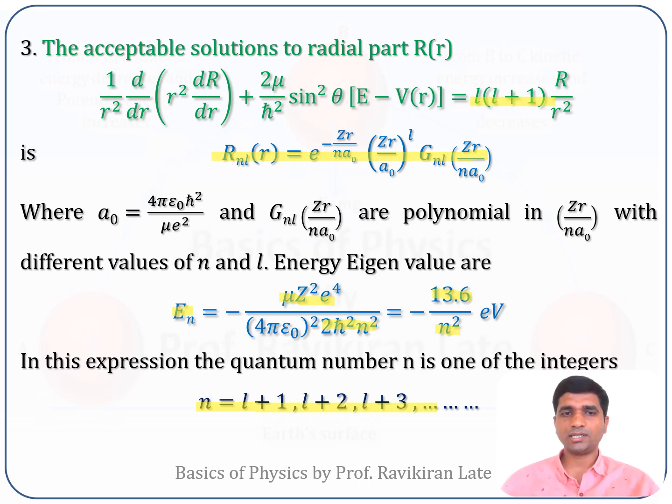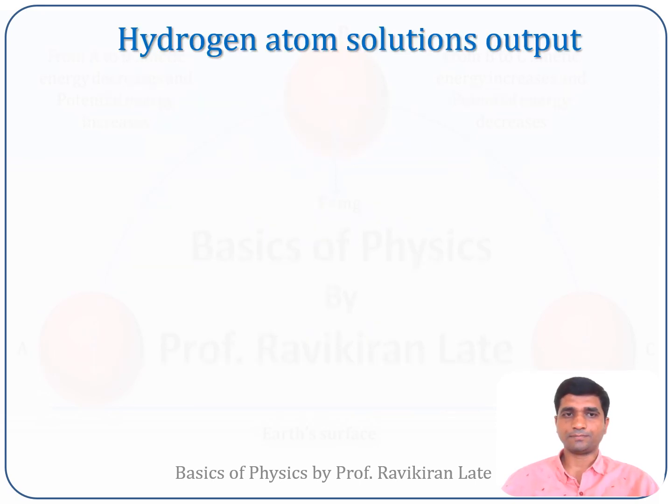In this solution, A0 is called the Bohr radius, the ground state Bohr radius, and the functions G and L of Zr upon A0 are nothing but polynomials in terms of Zr upon n A0. I will not be going into the detail of this one, but I just want to tell you that the acceptable solution for the radial part depends upon the quantum numbers n and L, with the condition n is equal to L plus 1, L plus 2, L plus 3, and so on. That was the third condition which we derived from the Schrodinger equation.